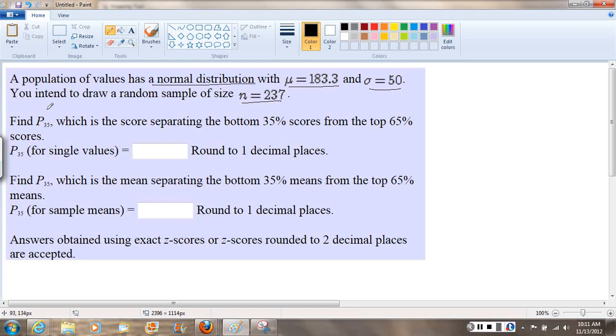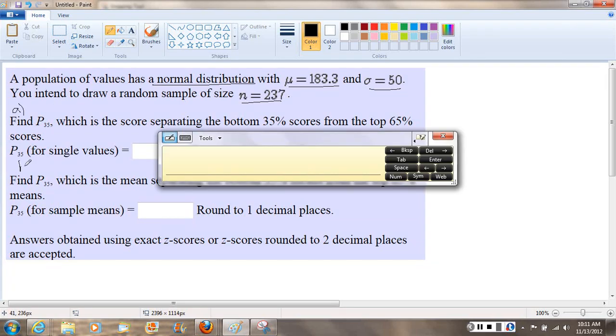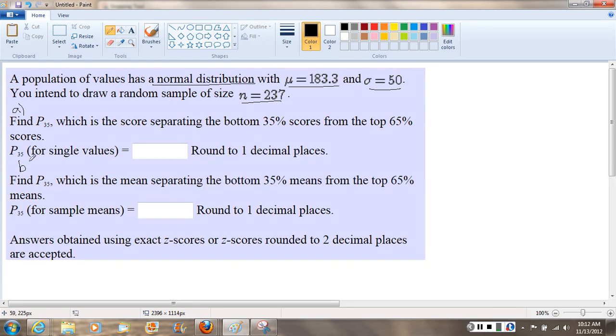Now there's two parts to this question, A and B. So let's look first at A.